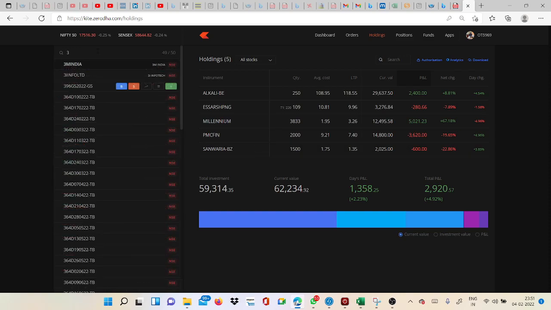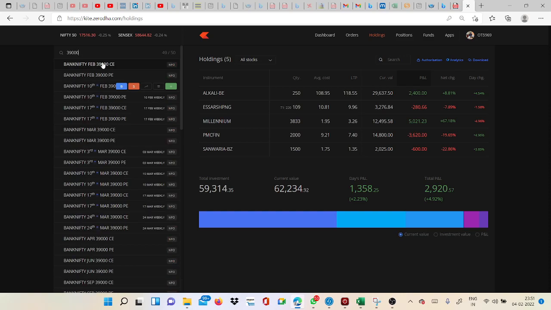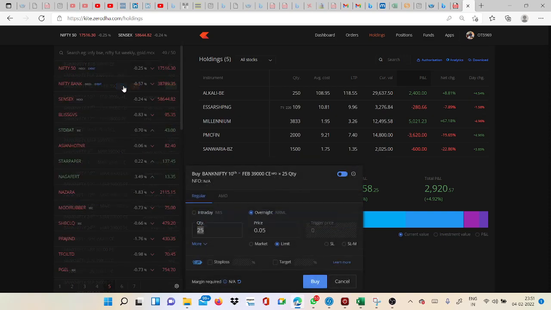And let's say the market price is 38,700, and we are looking for the 39,000 strike price, and again we are looking for a call option, that we want to buy. So in that case the premium would be around 300, or the total premium required would be 7,000 or 8,000, around 8,000.